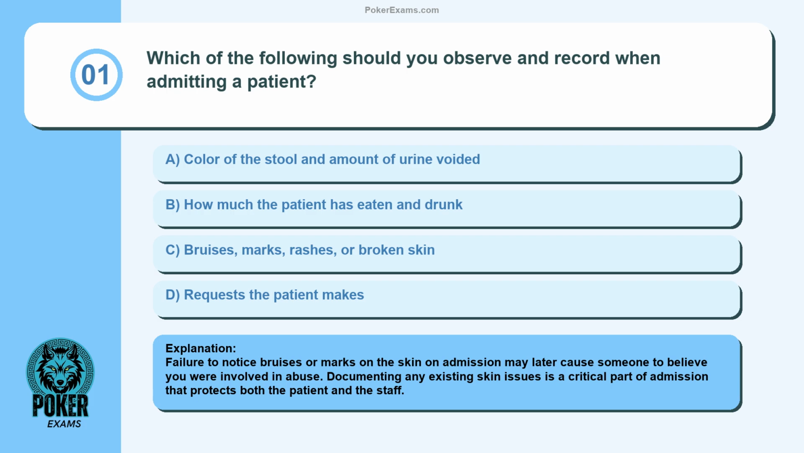Failure to notice bruises or marks on the skin on admission may later cause someone to believe you were involved in abuse. Documenting any existing skin issues is a critical part of admission that protects both the patient and the staff.